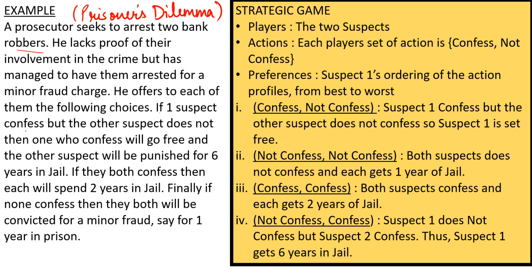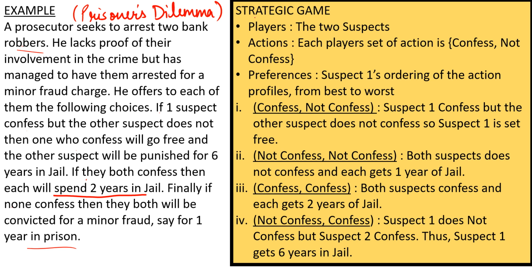If one suspect confesses but the other does not, then the one who confessed will go free and the other suspect will be punished for 6 years in jail. Obviously, if one suspect confesses and the other does not, the one who confessed will be free and the one who does not will get 6 years of jail. If they both confess, then they'll get 2 years in jail, and if none confess, then they both will be convicted for a minor fraud, say for 1 year imprisonment. Right? So this is the situation.